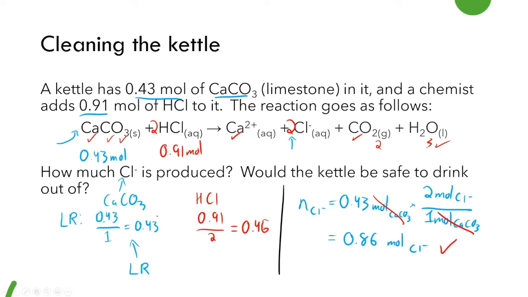Fantastic! We determined our limiting reagent, and then we used the stoichiometric coefficient in order to find the answer. The second part is an interesting conceptual question. Would the kettle be safe to drink out of? The answer here is that it is not safe.